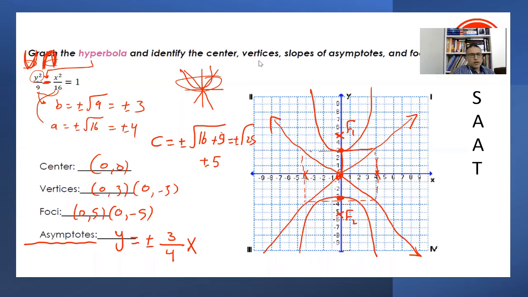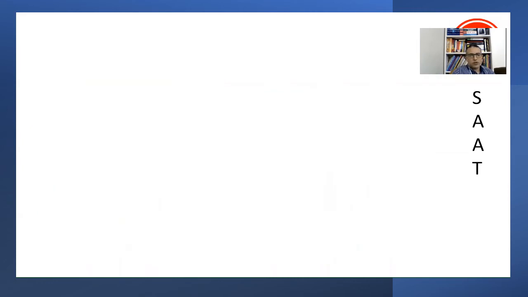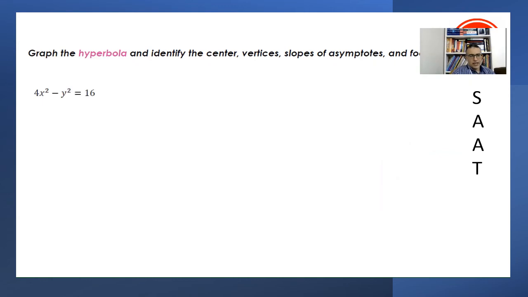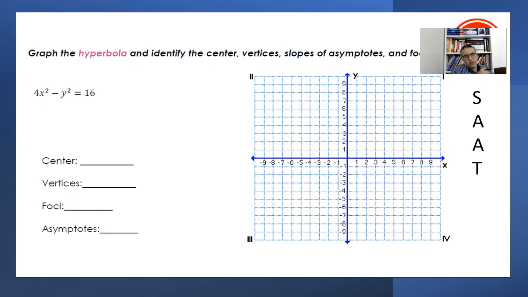Let's go to another example to show you how we can figure out the slope of the asymptote, the equation of the asymptote, versus the center of this hyperbola. But notice that this hyperbola is not arranged in the form of x squared over a squared minus y squared over b squared is equal to 1. So I will divide the whole 3 terms by 16. So x squared over 4 minus y squared over 16 is equal to 1.